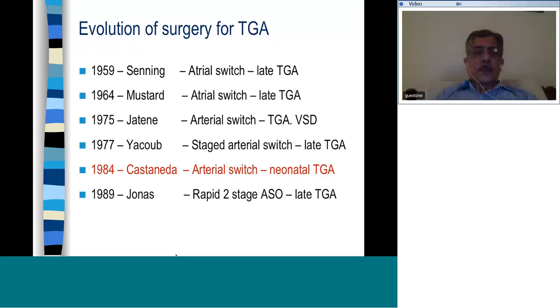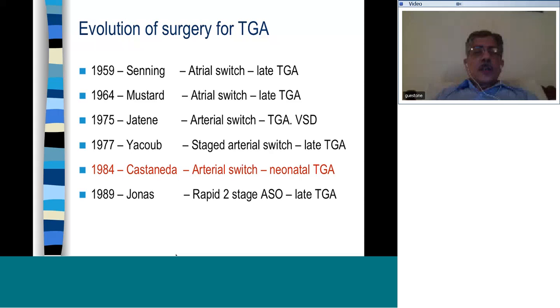Subsequently, in 1977, Yacoub introduced the staged arterial switch for patients with transposition and intact ventricular septum who presented late. I must mention here that the initial patients operated with the arterial switch were all patients who had a ventricular septal defect, and so the left ventricle was prepared. They still had a problem with patients who had intact ventricular septum, who could only be managed by the atrial switch. It was only when Yacoub introduced the concept of left ventricular training that the arterial switch operation could be applied to patients with transposition and intact ventricular septum.